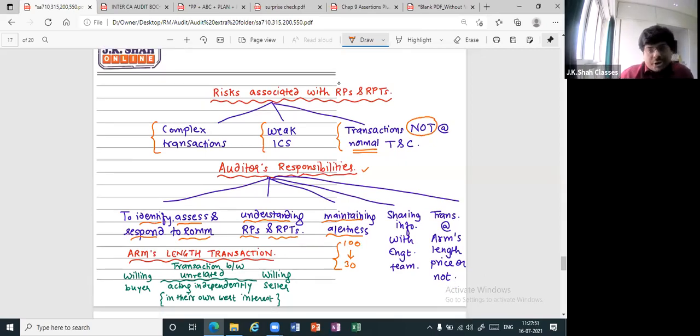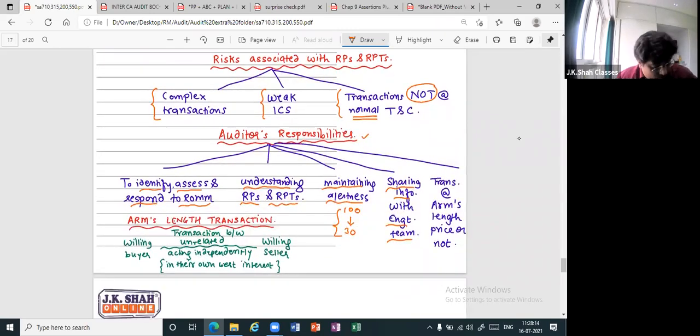That you'll have to ask information to whom? Management. Tell us, why is this transaction not at normal selling price? And then they will give you information. Once you get information about the related party, will you just keep it to yourself? No, there are other members in the team also. Engagement discussions have to happen. Then you will have to share this info with the engagement team. And at the end, you will have to conclude whether the transactions have happened at arm's length price or not.